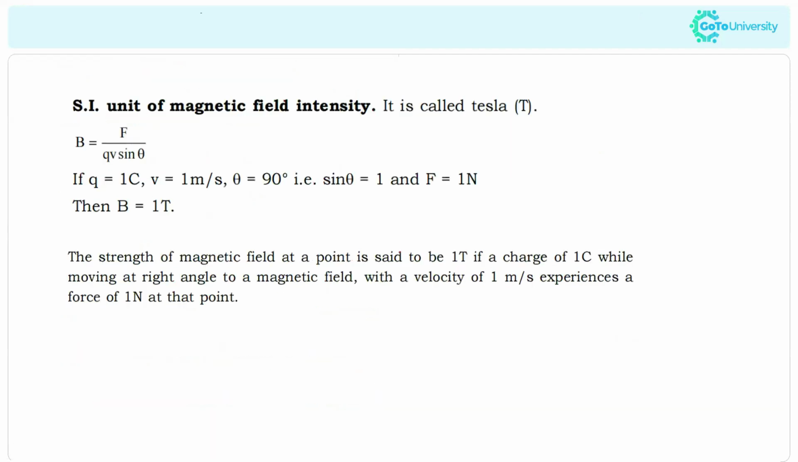Okay. Now we are going to study the SI unit of magnetic field intensity. From the formula of the Lorentz force or the magnetic force, we can write F equals QVB sine theta, right? From this, we can write the formula of the magnetic field intensity B, which can be written as F divided by QV sine theta, right? So here, the strength of a magnetic field at a point can be said to be 1 Tesla when the charge of 1 coulomb.